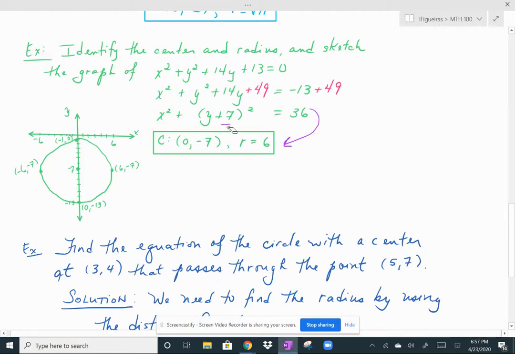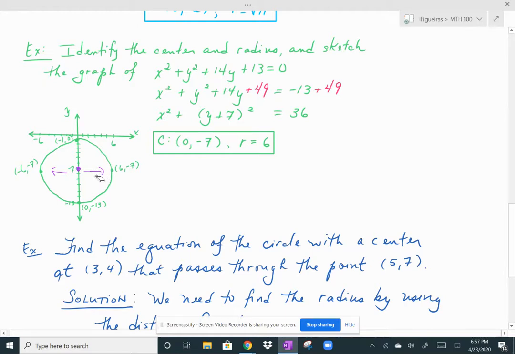So that means when you graph it, you want to plot 0, negative 7 first, and then go 6 units right, left, up, and down. Sometimes I say north, south, east, and west. It's the same thing. So here's my center, 0, negative 7. And if you go 6 units to the right, you end up here at 6, negative 7. If you go 6 units left, you end up here at negative 6, negative 7.